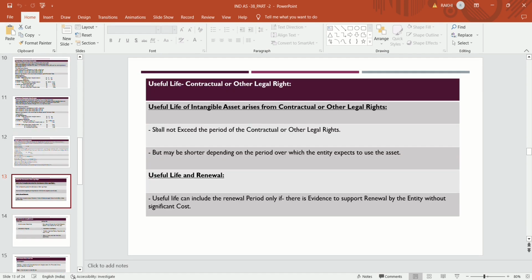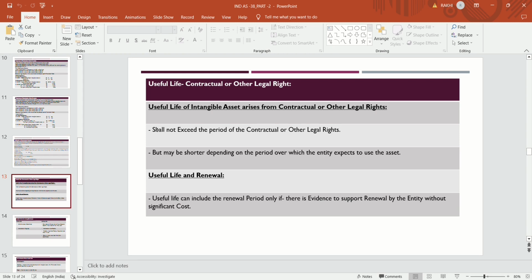Useful life: contractual or other legal rights. The useful life of an intangible asset arises from contractual or other legal rights. This is to be explained by example. Suppose there is an entity, and the government has provided a mining right to that entity, and the life of that contract is 10 years, but the period over which the entity is able to derive an economic benefit from that intangible asset is about 7 years.